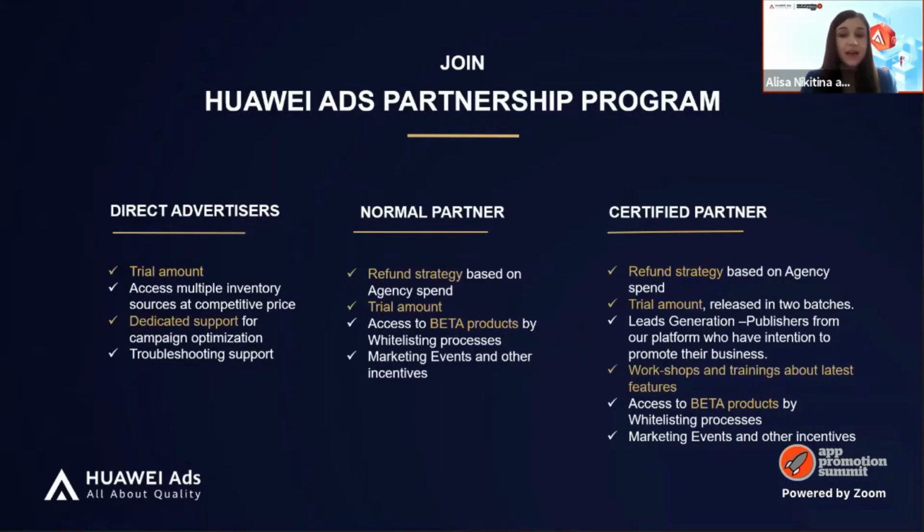You can get dedicated support and a couple of other things. As a so-called normal partner, in this case we're talking about agencies, you can get rebates based on your spend. Also, you can get a trial amount, a bigger one that you can split between your clients. You get access to betas, marketing events, and other incentives. And finally, as a certified partner, you get all of this plus a couple of other perks, such as personalized workshops, trainings, marketing events, whitelisting processes, and beta products.